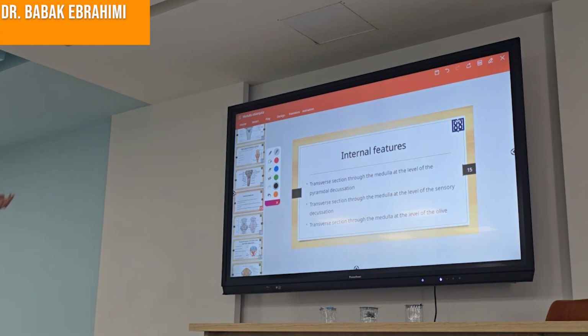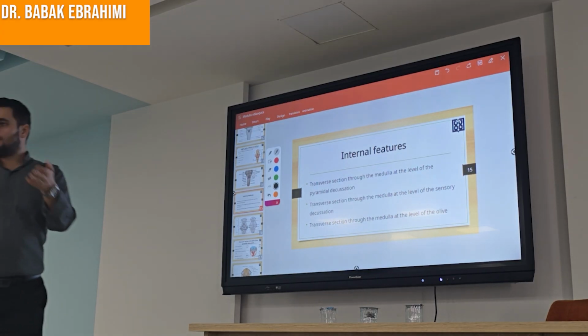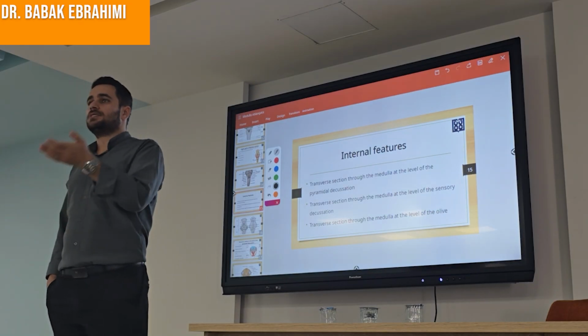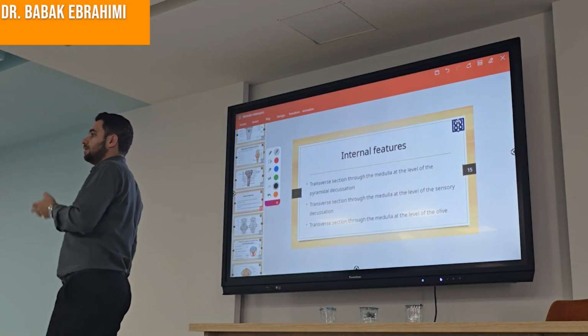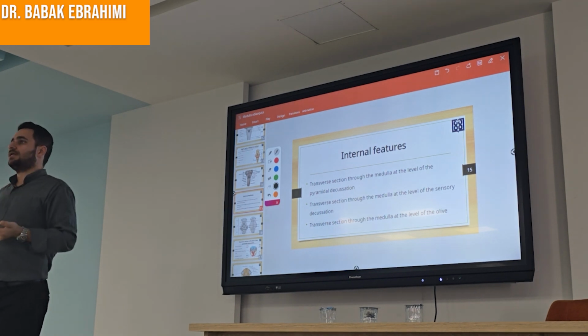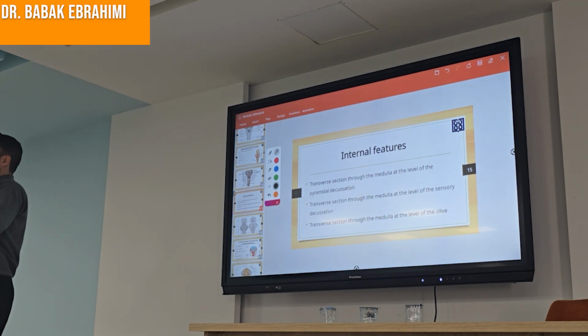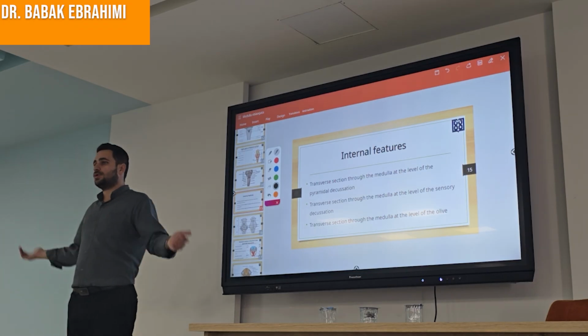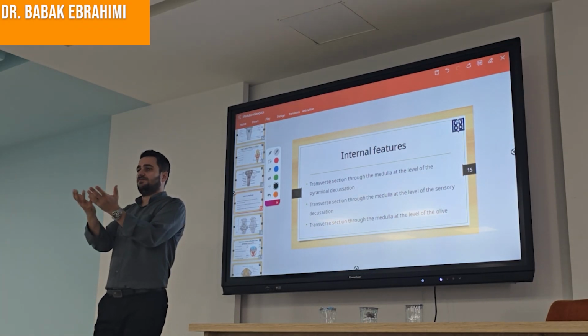For example, I'm looking at you and I'm seeing what? I'm seeing the glasses, I'm seeing the scarf, I'm seeing the eyes, I'm seeing, for example, leaves. Okay? These are the features that we can see in medulla oblongata. Open part, closed part, anterior fissure, anterolateral fissure, posterior median, posterolateral. These are the external view.